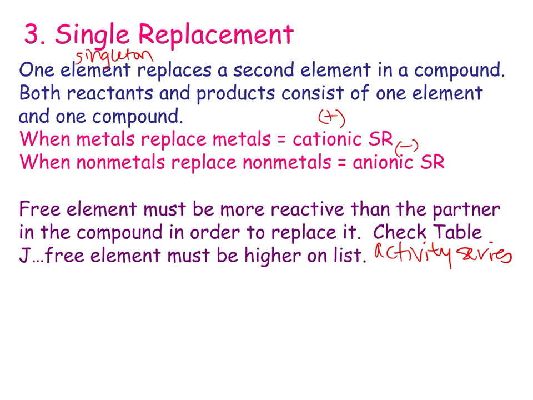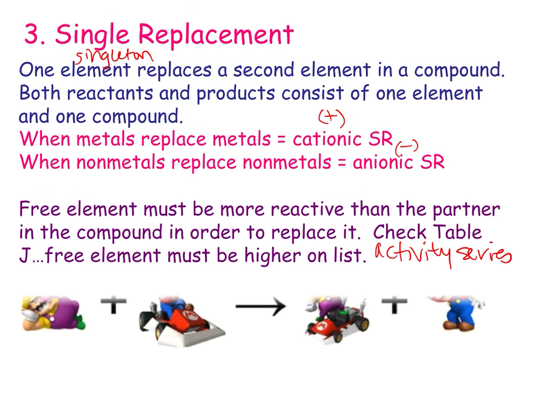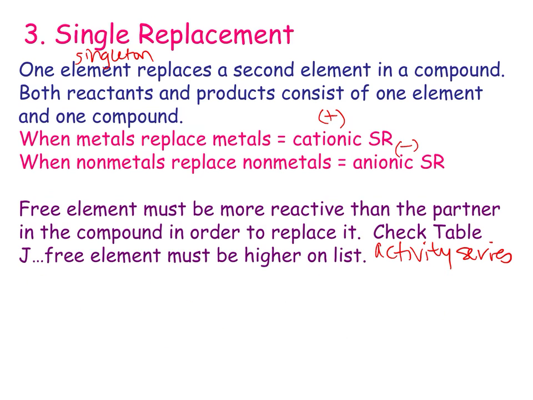Because sometimes these reactions aren't actually going to happen. Your free element, your singleton, must be more reactive than whoever it wants to replace. Check table J. Your free element must be higher on the list. So I'm not going to pull table J up on my screen. You can certainly go there. It's on page 5. Notice that we have two columns, metals and nonmetals. Most active is at the top, least active is on the bottom. The tricky part is, there's my picture. We'll get there in a second.